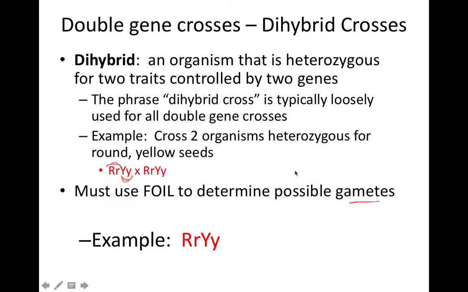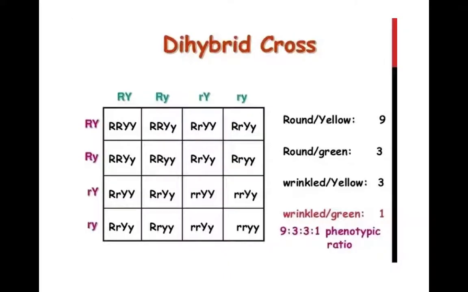Here's my genotype of the parents. And FOIL stands for first, outer, inner, last. So the first possible gamete that this parent can pass on is the first two alleles of each gene. So this parent can pass on a big R and a big Y. Or if we look at the outer two alleles, they could pass on a big R and a little y. Or if we look at the two inner alleles, the parent could pass on a little r and a big Y. And if the parent passes on the last alleles, then they're going to pass on the little r and little y.